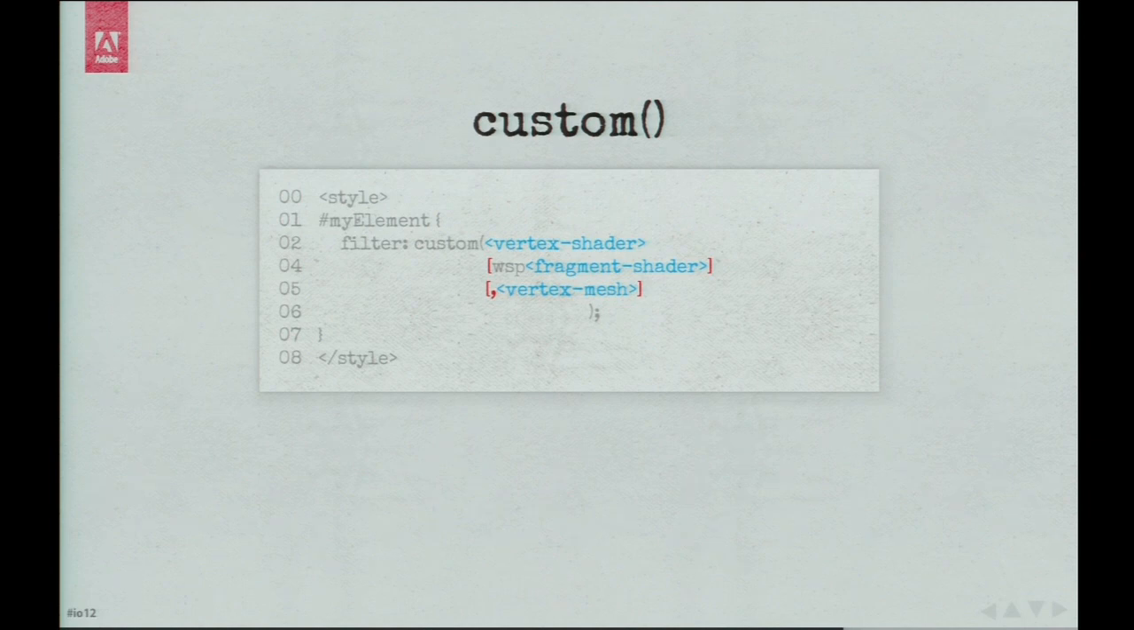Then you specify the vertex mesh. The vertex mesh is the granularity you want for how many points you want to be able to manipulate that will be mapped on top of your rendering. Depending on the effect, you may want more or less of them. And then finally, and this is very powerful, you can pass parameters to vertex shaders. And those parameters can then be animated through CSS transitions and CSS animations.